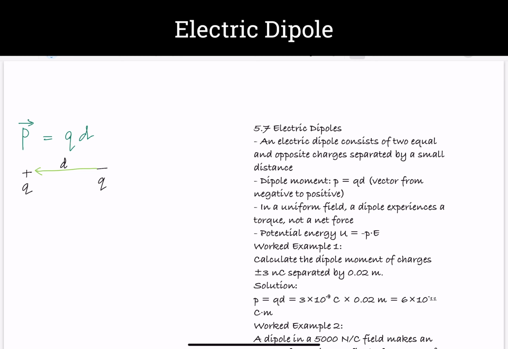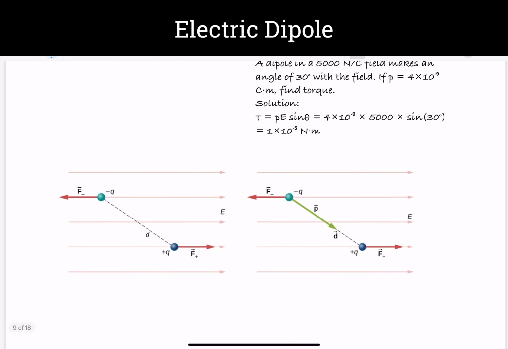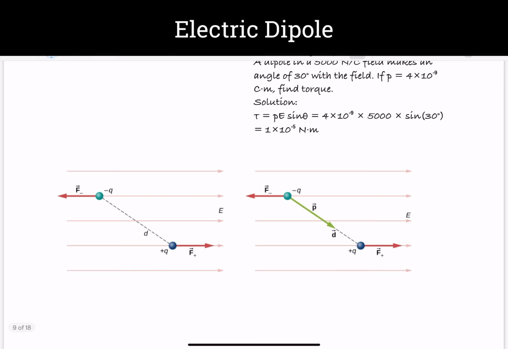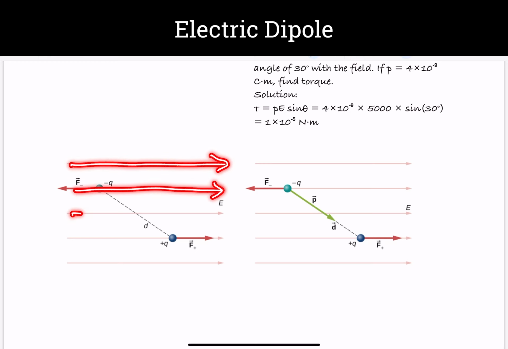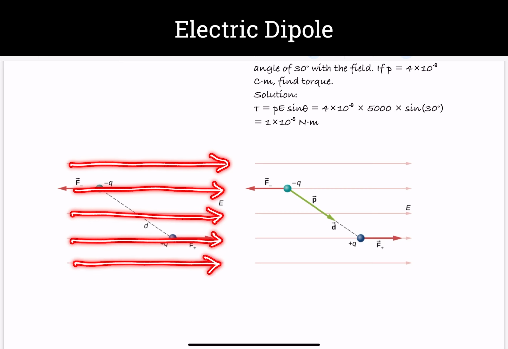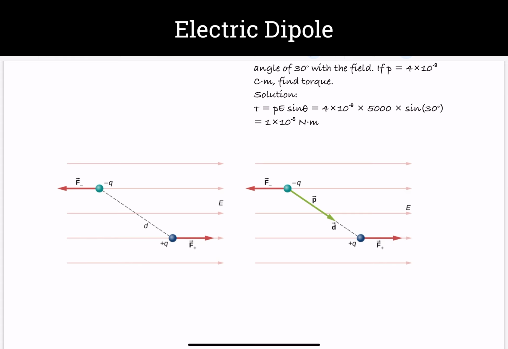So we're going to see what happens when an electric dipole is placed in an electric field. I have a diagram here. Down below, you can see that it's a constant electric field. How do you know it's a constant electric field? Do you see that the distance between the lines is the same? That means it represents a uniform electric field. So at whatever point you measure the electric field, it's going to be the same.